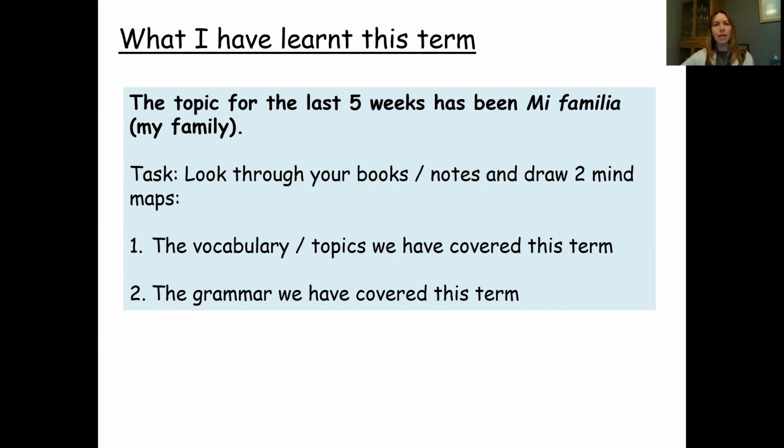Now, some of you might be thinking, I can't remember what a mind map is. So I'm going to show you what a mind map looks like and how you'll be doing it for the topic, which has been Mi Familia for the last 5 weeks.